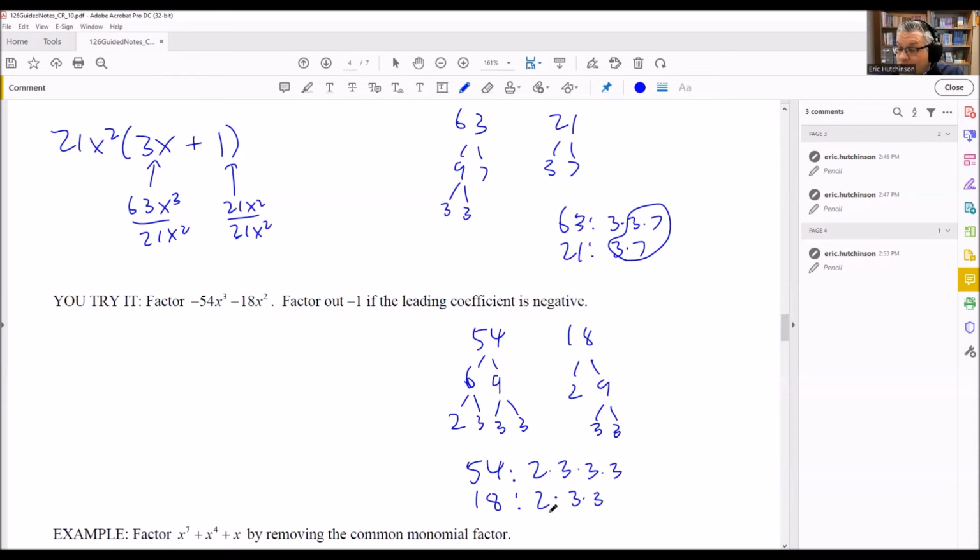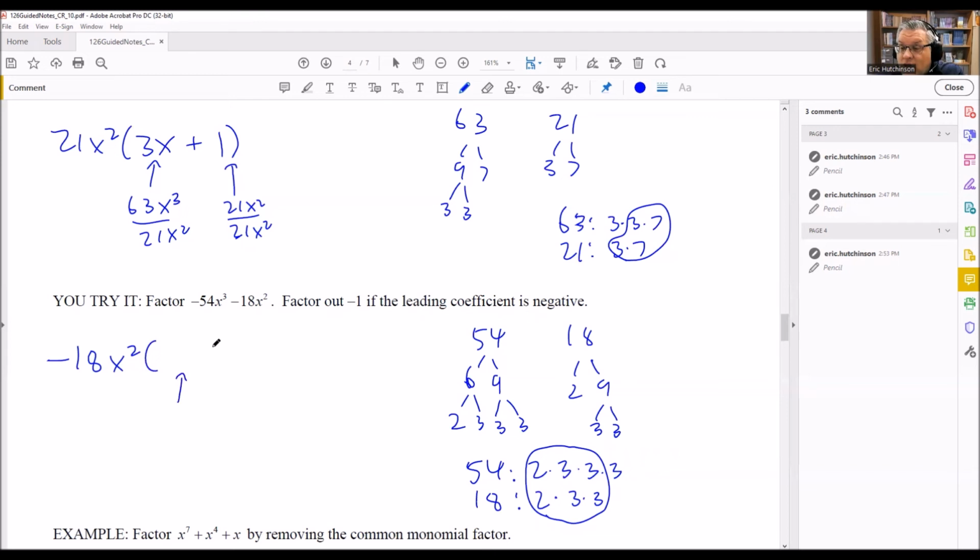If we take a look at this, we're going to look at the ones that match. That's going to be 2 times 3 times 3. If you multiply that, that's going to give you 18. Okay, so 18 will be what we're going to factor out. Of course, we need the negative out front there as well. So I'm going to do negative 18. Now we have to look at the x's. Whatever the lower power of x is, that's the most we can pull out. So it's going to be 18x squared.